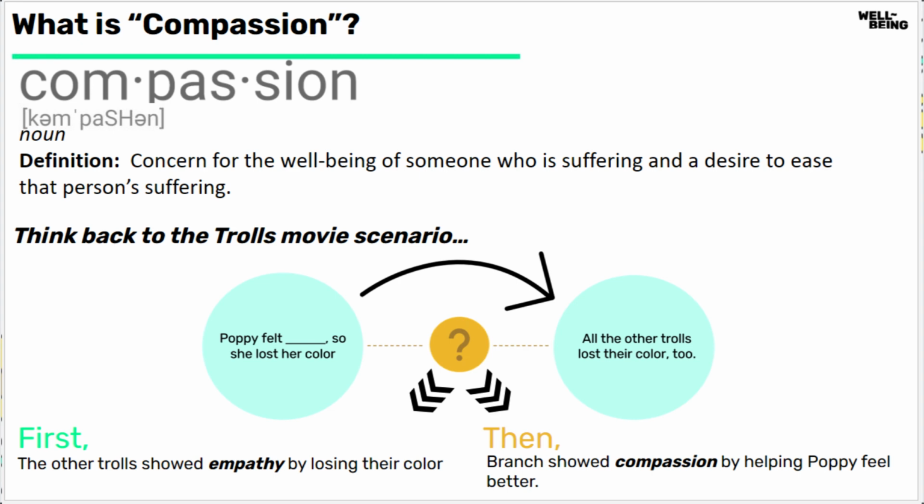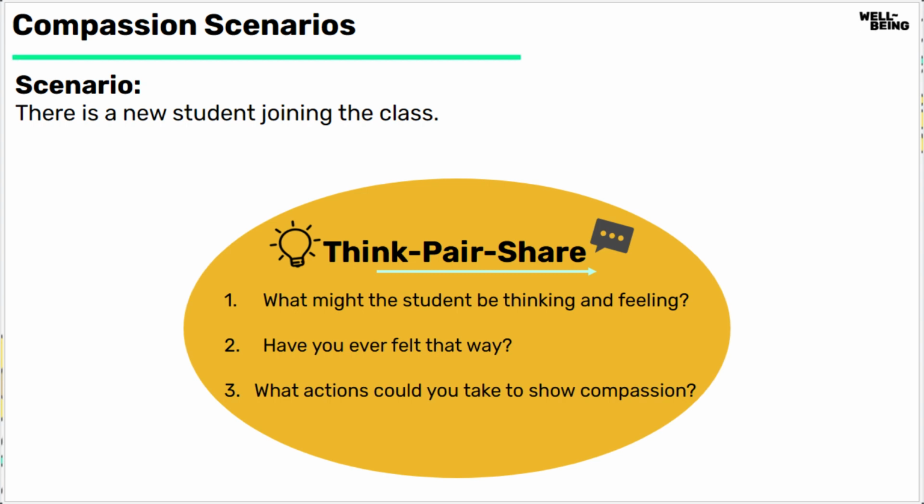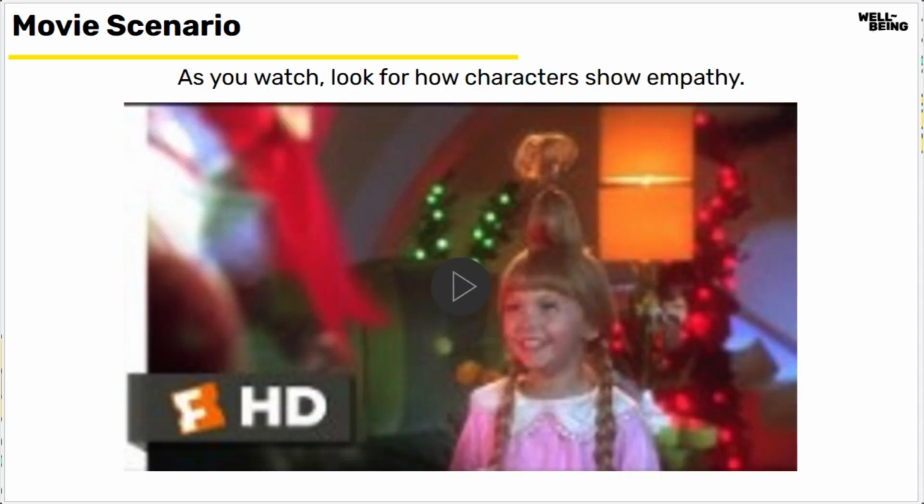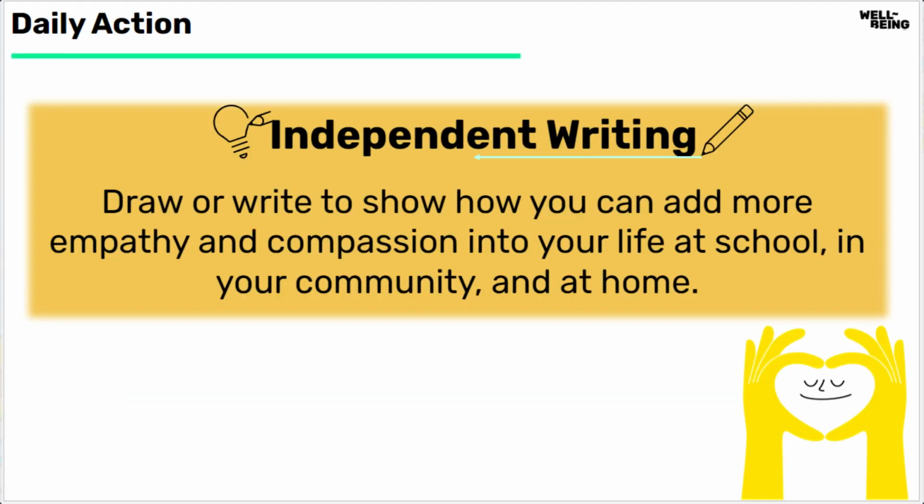Students will revisit the movie clips and sample scenarios from Lesson 8 to discuss how understanding how the characters are feeling is empathy, but how we can show them kindness is compassion. They will then have the opportunity to discuss a fresh movie clip with compassion in mind before reflecting independently on how they can add more empathy and compassion to their lives at school, in their community, and at home.